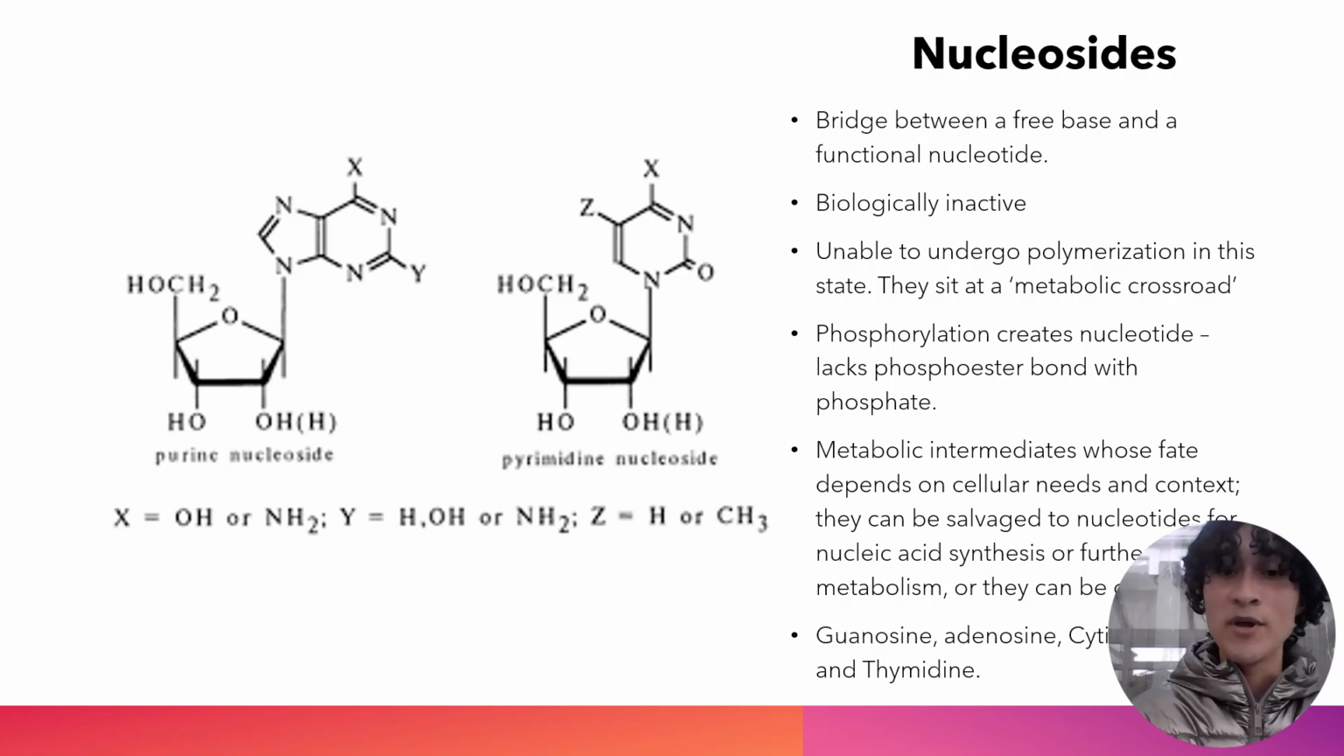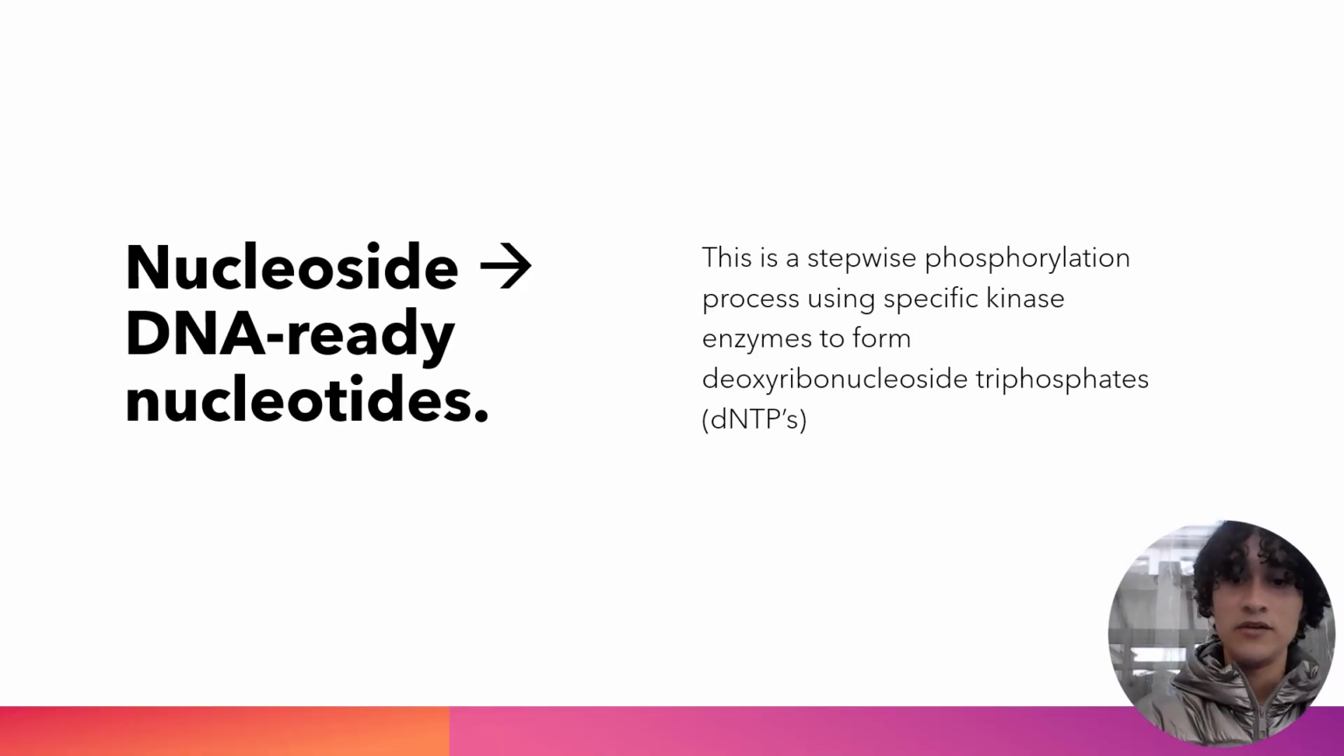So again, just to recap, nucleotides are functional. They're able to polymerize and form a polynucleotide, they're able to form DNA. Nucleosides are not functional. They lack that phosphate group. They are just a nitrogenous base bonded to the sugar via a glycosidic bond. So it's just the base and the pentose sugar. As I said before, nucleosides themselves are biologically inactive. However, they can become DNA-ready nucleotides, so they can become biologically active and ready to polymerize and form a polynucleotide or a strand of DNA.